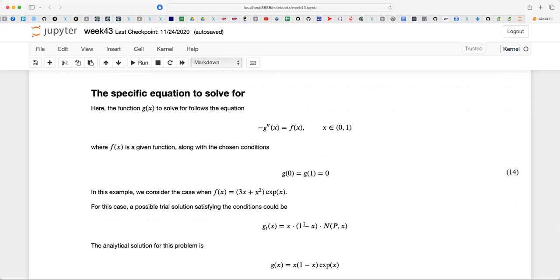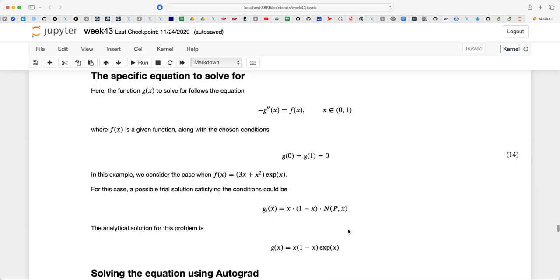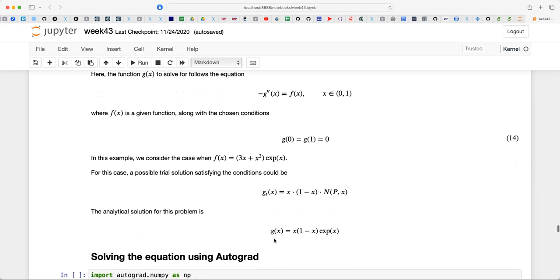If x is equal to 1, this also gives 0 times that one. So there are obviously many different types of initial conditions. You would have to choose the one which fits best for the specific case you have. The analytical solution is actually given by a simple function, these exponentials.